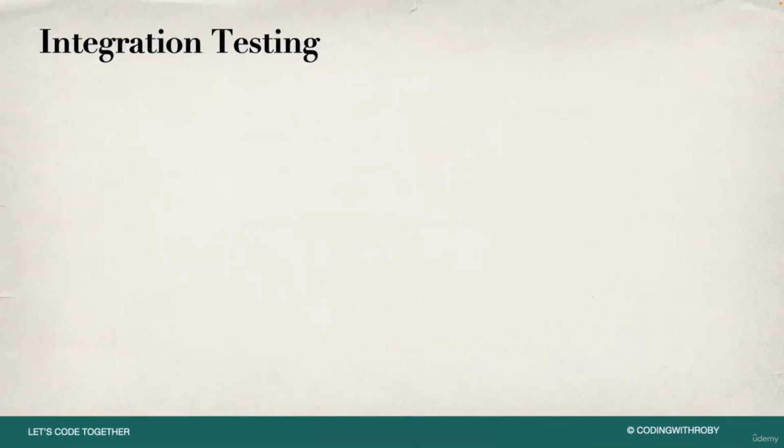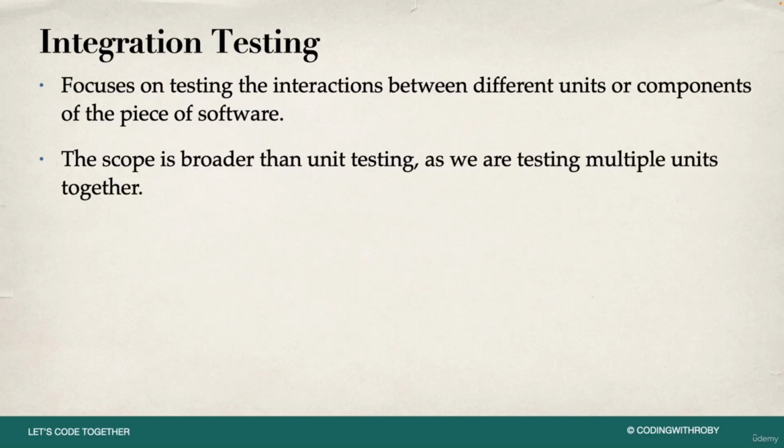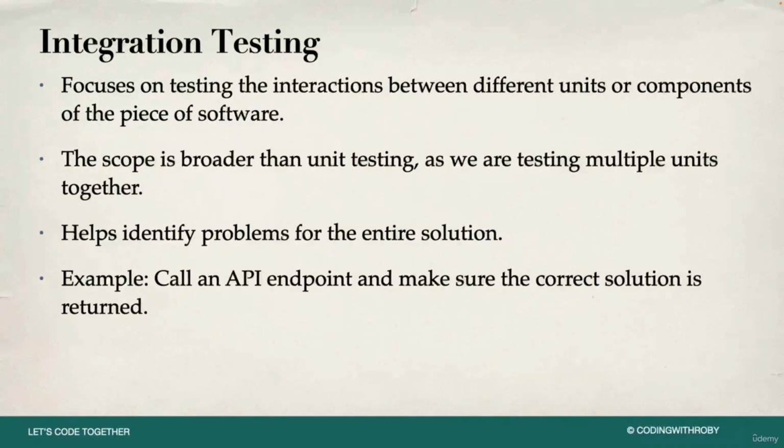Now, there's also something called integration testing. So instead of testing a single unit like unit testing, integration testing focuses on testing the interactions between different units or components of the piece of software. The scope for integration testing is a bit broader than unit testing, as we are testing multiple units together. This helps identify problems for the entire solution. So, for example, we call an API endpoint and make sure that the correct solution is returned.